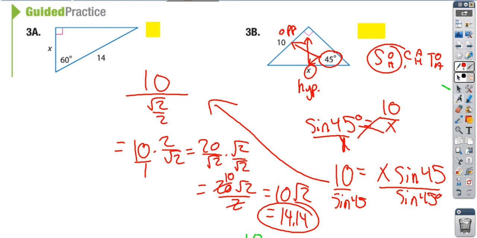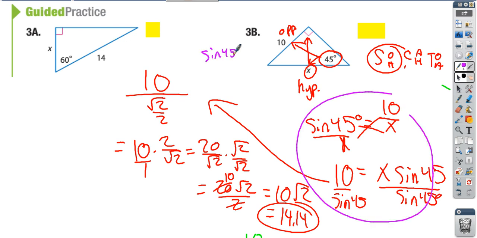Okay, and by the way, here's a shortcut for this. Instead of doing all this stuff over here, if you had sine 45 equals 10 over x, when the x is on the bottom, you can just swap those. So x turns out to be 10 divided by sine 45, and that's just what we got right here. So you can just switch those only when x is on the bottom, not when it's on the top.